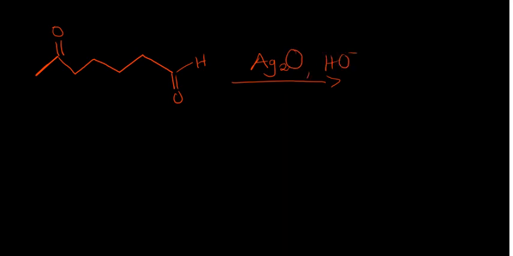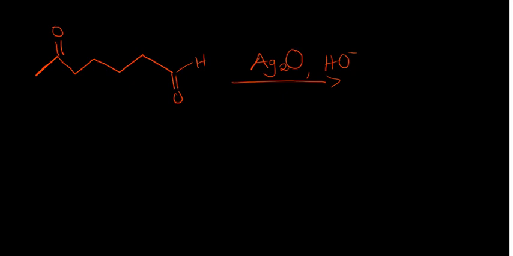Right? Then they reacted it now with silver oxide in presence of a base. So this is a Tollens' test. A Tollens' test is always positive to aldehydes and not ketones. So it will convert the aldehyde into carboxylic acid.